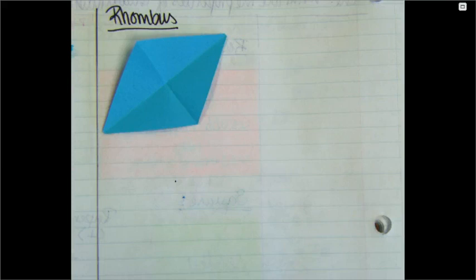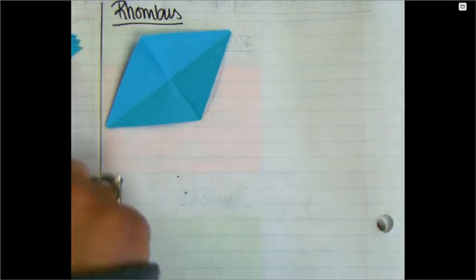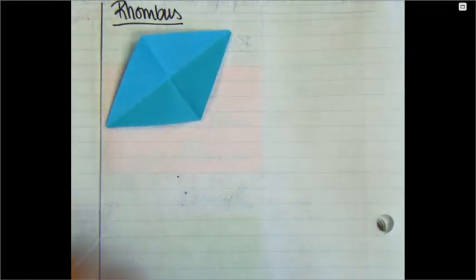Rhombus. We're going to save these pieces to the side for a second. We're not going to keep them, but we're going to talk about them, and then we're going to throw them away. All right, so here's your rhombus. Ready?